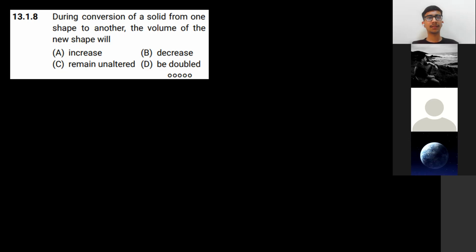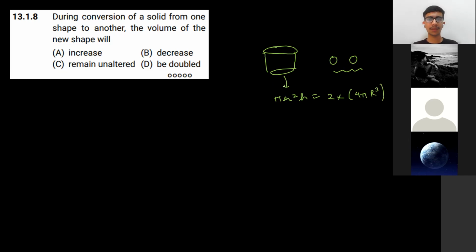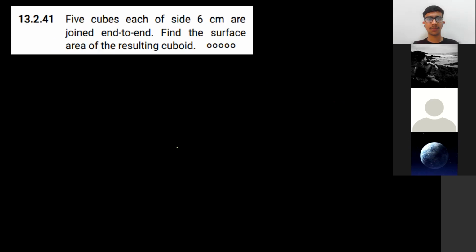So basically, whenever we have questions related to melting, every time try to equate the volumes. That's all. Questions come like this: let's say you have a cylinder and you melt it into two small spheres, two identical small spheres. So what you will do is pi r square h, that is the volume of cylinder, is equal to 2 times the volume of these spheres. That means 2 times 4 pi capital R cube. So by equating volume like this, they tell you to calculate the value of any one of the variables. Okay. Yeah, try this now.